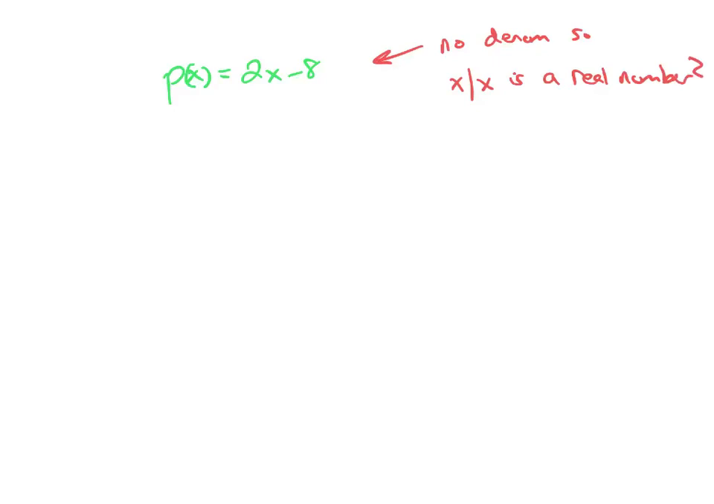And the only other thing to mention in section 2.3 is that if you don't have a denominator, you're safe to assume that there are no restrictions on x and that x is just a real number. So if we've got something like p of x is equal to 2x minus 8, you could just say there's no denominator. So x such that x is a real number is all you'll need. There's not going to be any values that x cannot be. Also, if you have something like p of x is equal to x squared plus 3, the same thing applies.